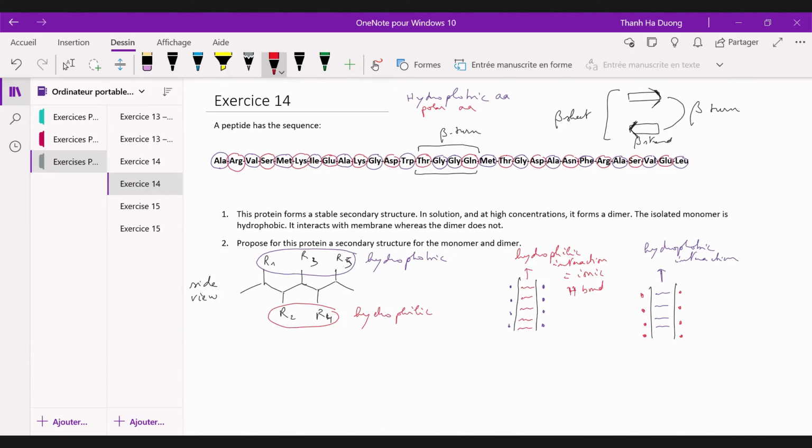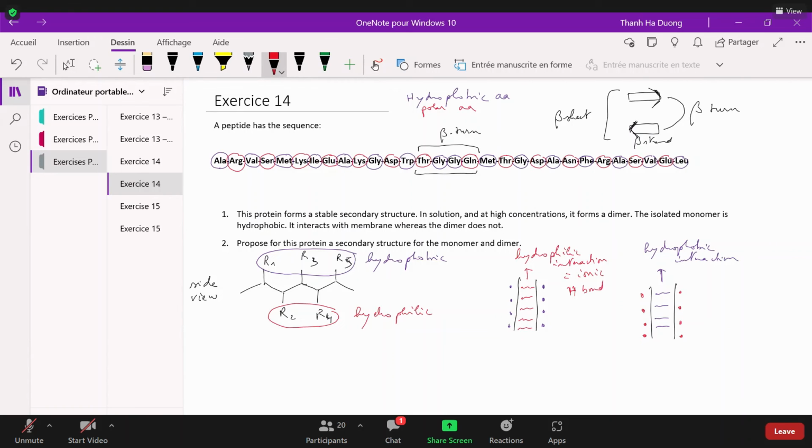Which dimer can interact with the membrane and which one cannot? Because we are looking for a dimer which cannot interact with the membrane. It means which cannot have hydrophobic interaction with the membrane. So which one is the correct structure of the dimer, left or right? The right one, the purple one. Yes, the right one is the correct.